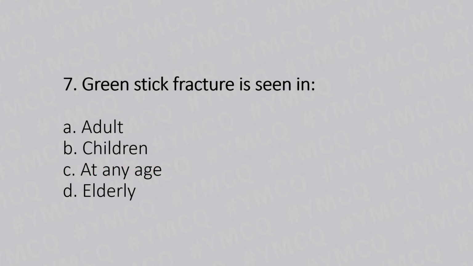Green stick fracture is seen in option A, adult. Option B, children. Option C, at any age. Option D, elderly. And the answer is option B, children. Moving to our eighth question.